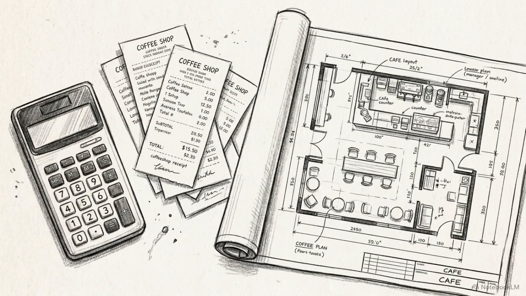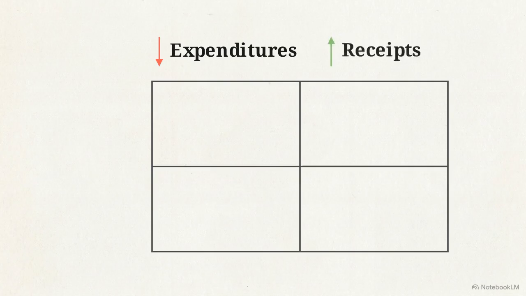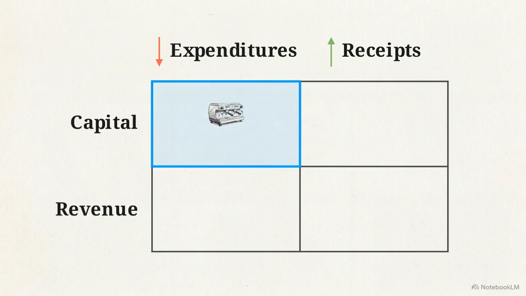To program that filter, we need a way to mathematically categorize every single transaction that occurs inside our coffee shop. We can plot this using a simple 2x2 matrix. The columns divide the cash flows by direction, expenditures for money going out, and receipts for money coming in. The rows divide them by nature, capital on the top and revenue on the bottom. Let's focus entirely on this top left quadrant, capital expenditure, or CapEx.